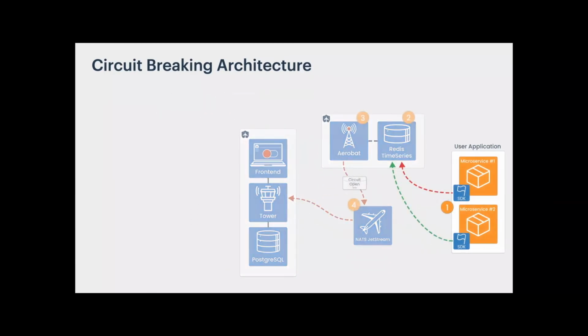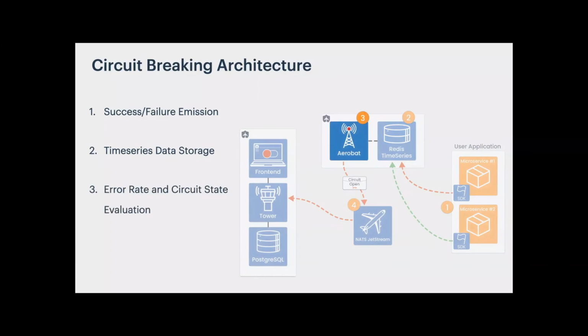Tailslide circuit breaking implementation can be broken down into 4 stages. First is the monitoring and emission of success and failure data related to the new feature deployed behind a feature flag. Second is the storage of this data in a Redis time series cache.